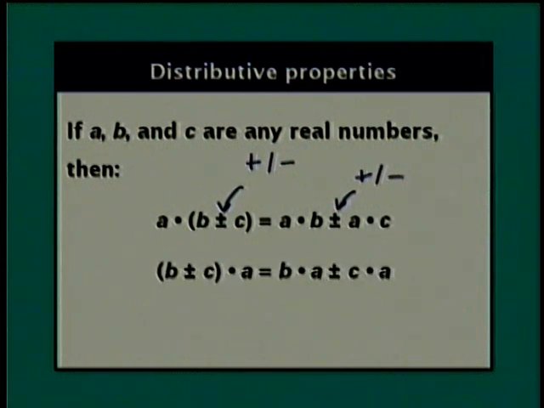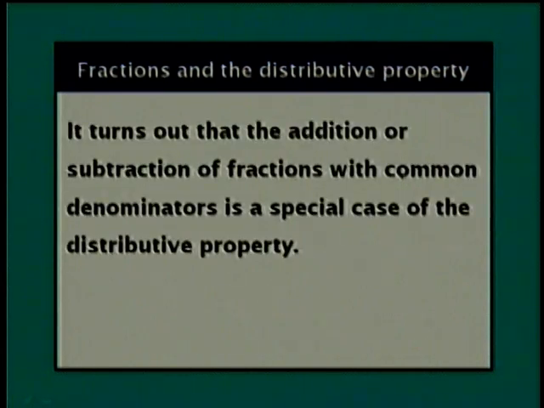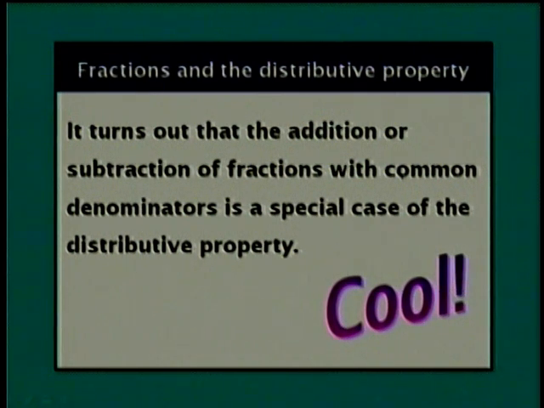This property is true even if the sum or difference is on the left side of the product. (B plus or minus C) times A equals B times A plus or minus C times A. You know, fractions turn out to be related to the distributive property. It turns out that the addition or subtraction of fractions with a common denominator is just a special case of the distributive property. And that's pretty darn cool.